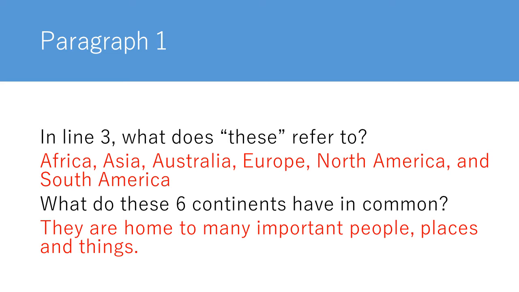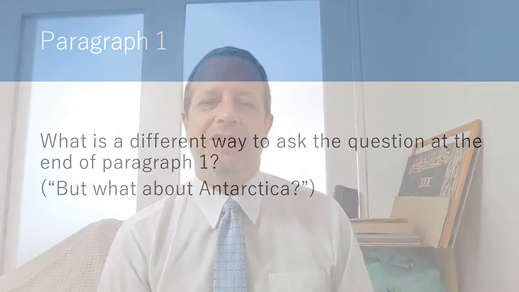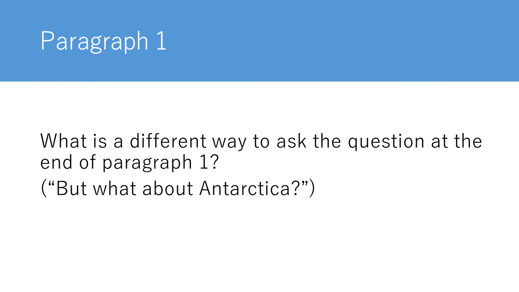All right, hope you found it. The answer here is that these 6 continents, it says they are home to many important people, places, and things. Okay? And then the paragraph concludes by asking about Antarctica. So that's the next question we need to look at. What is a different way to ask this question? At the end of paragraph 1, you'll find this question.